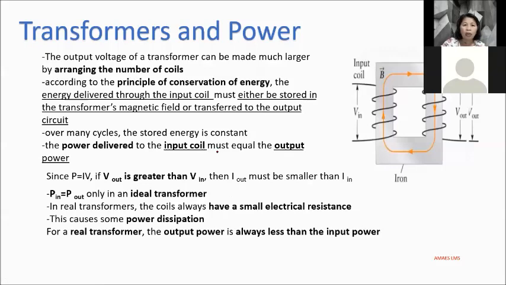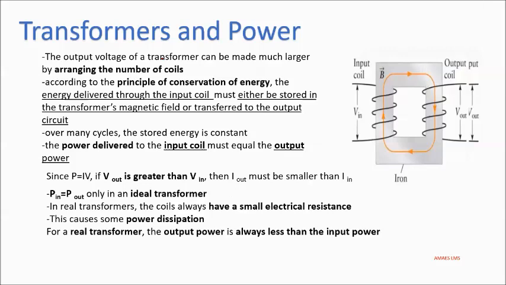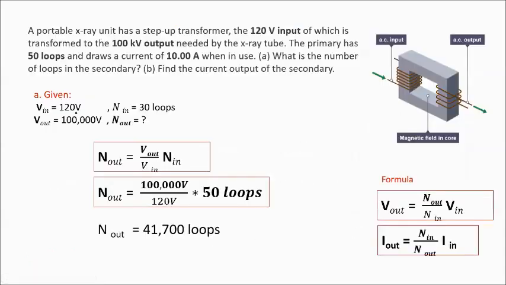So transformer voltage, the output voltage of a transformer can be made much larger by simply arranging the number of coils, based on the conservation of energy. So with that, we have power in is equal to power out for an ideal transformer. But in a real transformer, the output power is always less than the input power due to power loss.